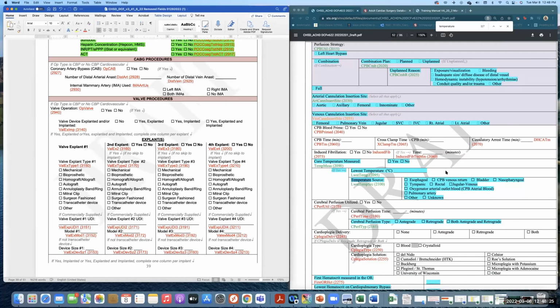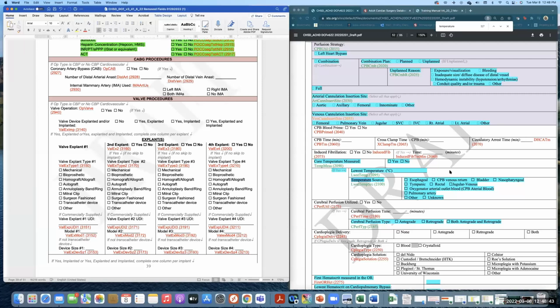Also, what I don't see here that I think we collect in adult, and it may come over in the future, is time to cooling the patient down to that specific temperature that's recommended, or the time it took to cool down the patient to the lowest temperature.